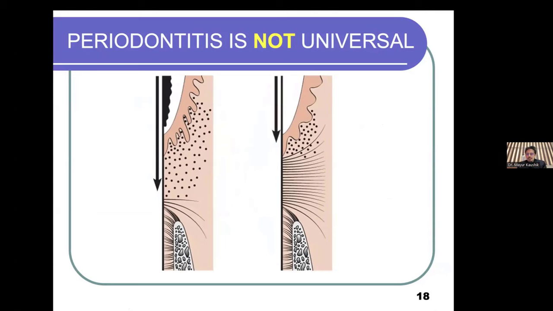So the very first stage of pocket formation, the destruction of connective tissue fibers below the junctional epithelium, this is the first step in pocket formation.